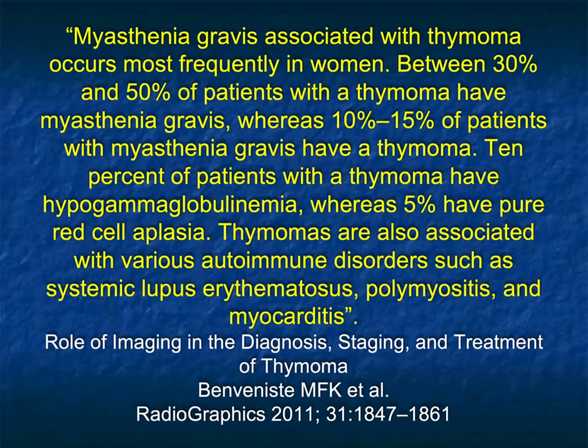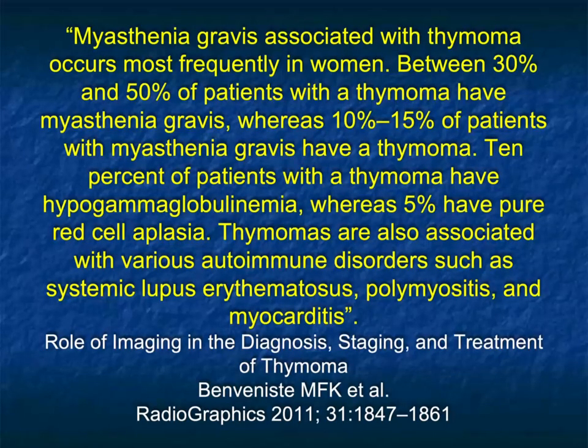The whole thing about symptoms, myasthenia gravis, when CT first came along, I remember in the beginning we did lots of patients with myasthenia gravis because everybody with symptoms of myasthenia gravis got a CT scan, and we found lots of thymomas, particularly smaller thymomas. Between 30% and 50% of patients with thymoma have myasthenia gravis, as I said.